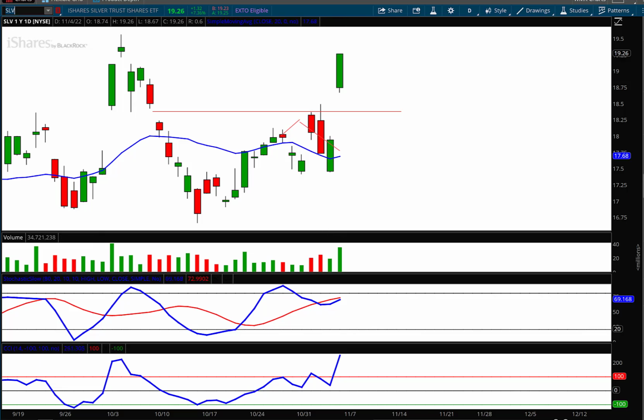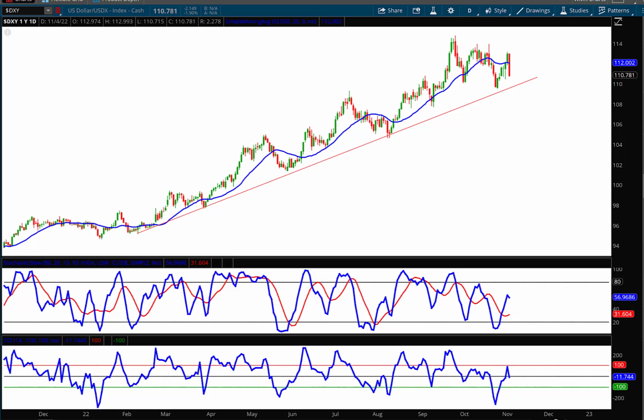And one of the reasons for that is because if you look at the dollar right here, this is the cash index for the dollar. We had a big bearish engulfing candle right here. And you see all the signs are pointing lower for the dollar. The dollar, again, for the most part, is inversely moving to silver, or vice versa. Silver is moving inversely to the dollar.